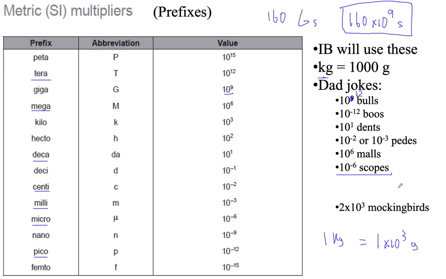Come on, these are funny. Are you laughing? You're not laughing. Okay, and then, wait for it. If you have 2 times 10 to the 3rd mockingbirds, what is that? Well, that's 2 kilo mockingbirds.